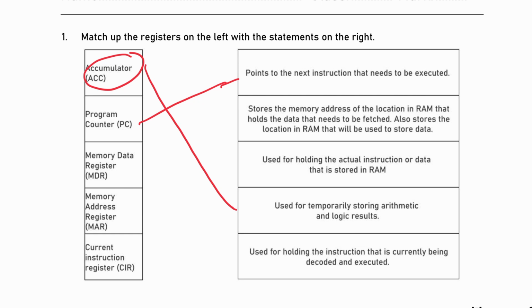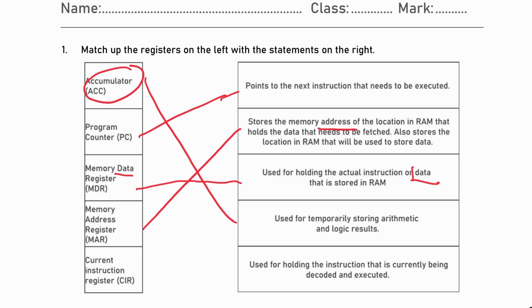The memory address register clearly stores the address of the location in RAM, so that's that one. And the MDR, which is the data register, stores the actual instruction or the data, with data being the keyword from the D in MDR. And then finally, the current instruction register is the current instruction being decoded and executed, which is clearly the one at the bottom.